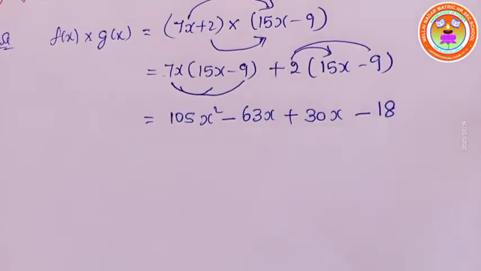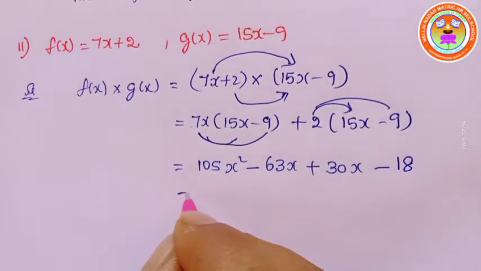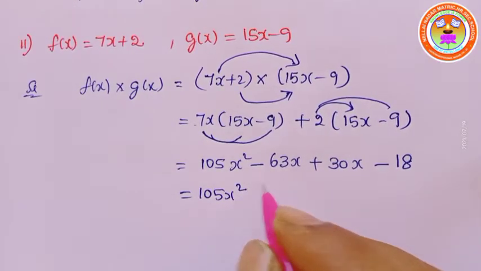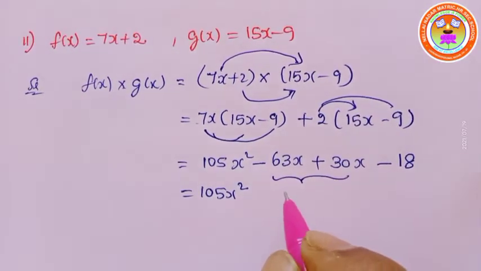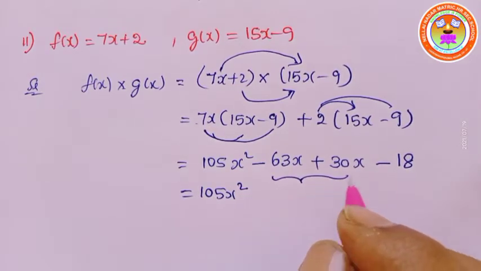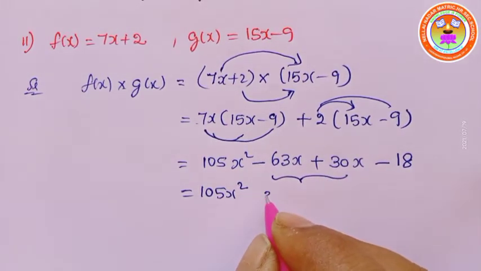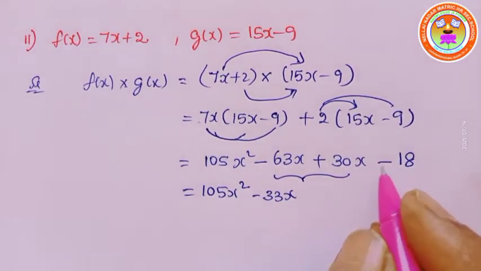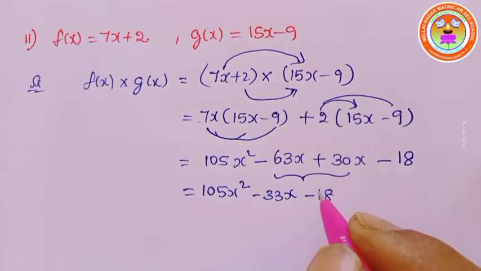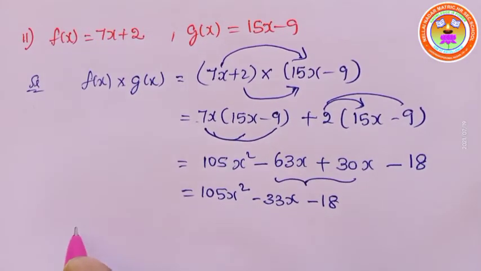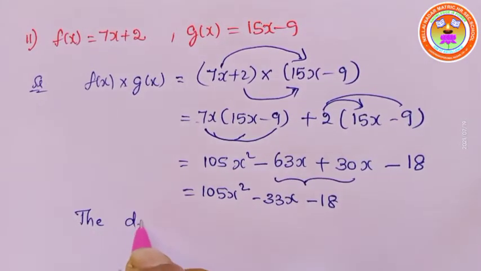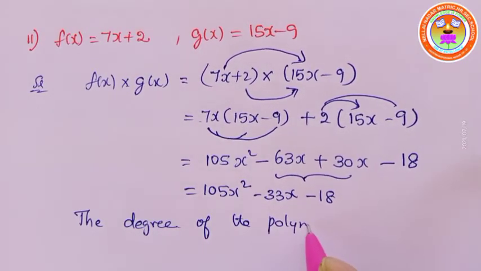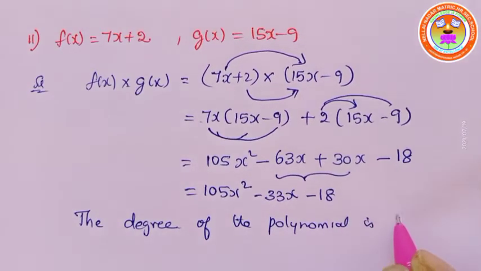It's clear students. Now 105x squared minus 63x plus 30x. So different sign, these are like terms, so you subtract: 63 minus 30 is 33x. Which is the greater number? 63. What sign? Minus, so minus 33x minus 18. It's clear students. Next you have to find the degree of the polynomial. The degree of the polynomial is 2.